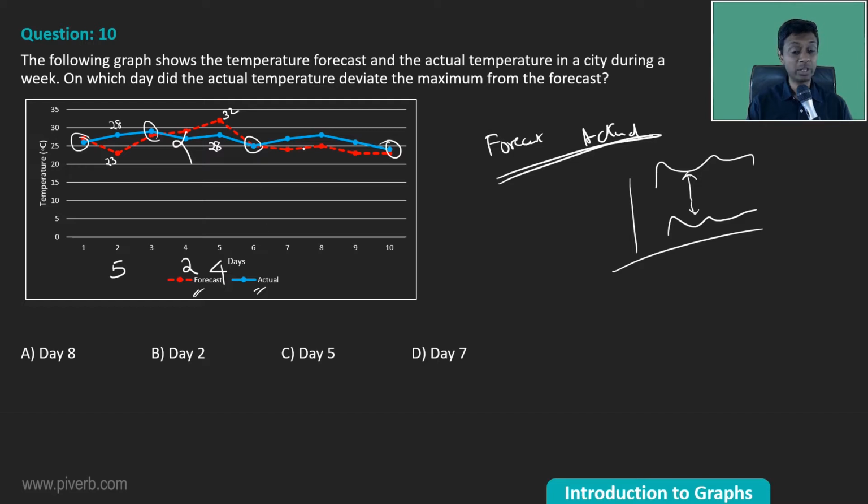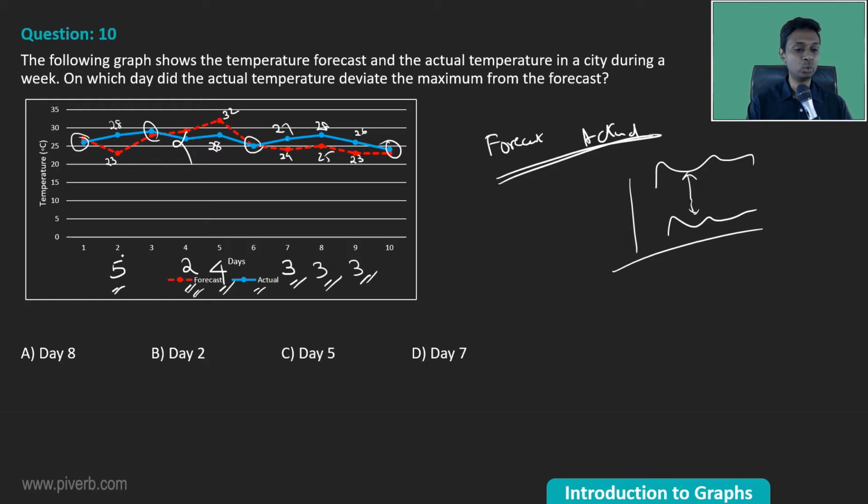Day 6, we don't have to worry. Day 7, this looks like it is 24. This is bang in the middle, slightly lower. Maybe it is 27. 27 minus 24 is 3. Here it is 28 and 25. Again 3. This is 26 and 23. Again 3. The differences are 3, 3, 3, 4, 2, 5.